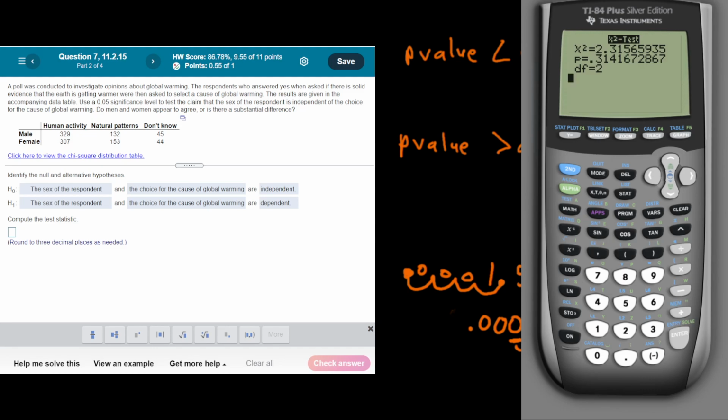Okay, chi-square test. All right, there we go. So the test statistic is going to be 3 decimal places, so 2.316.